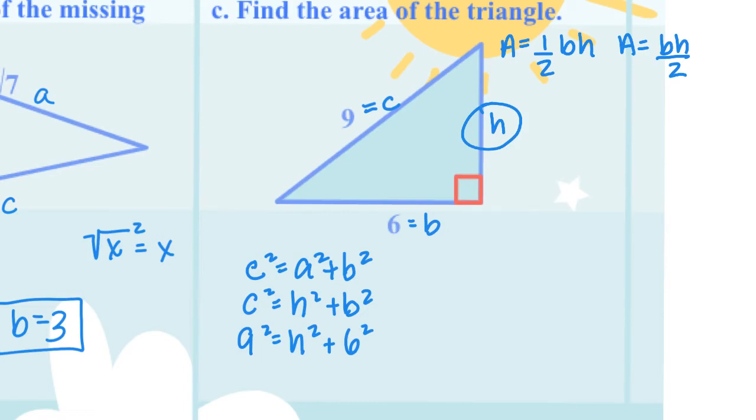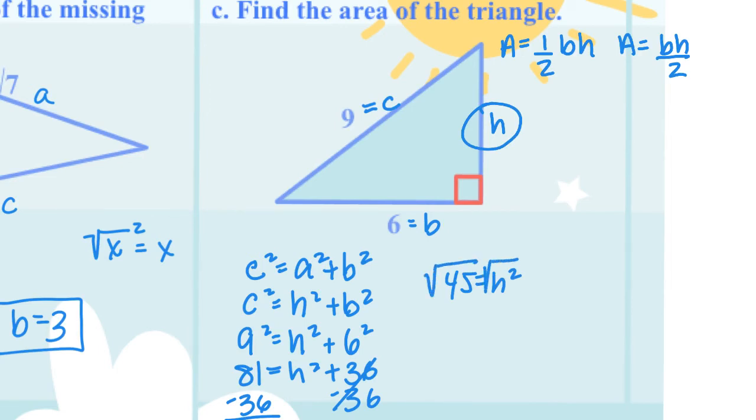And now we just simplify. 9 squared is 81. H squared plus 6 squared is 36. Subtract 36 from both sides. And 81 minus 36 is 45 equals h squared. If 45 equals h squared, we can square root both sides to get h by itself. So we have h equals the square root of 45. And now we have to simplify the square root of 45.